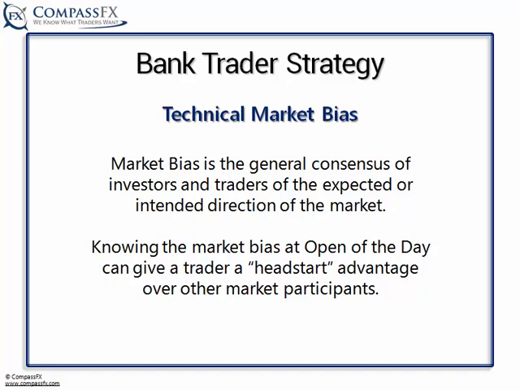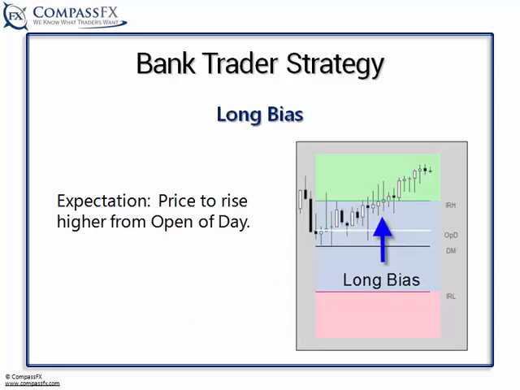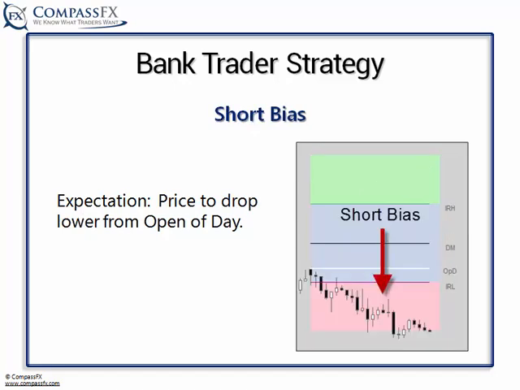That is an edge. With market bias, there are five different scenarios: long bias, short bias, an uncertain bias, long reversal bias, and short reversal bias. With the long bias, the expectation is that price is going to rise higher above the open of the day. The short bias is the expectation that price is going to drop lower from the open of the day.